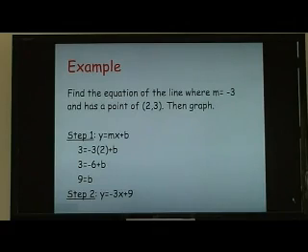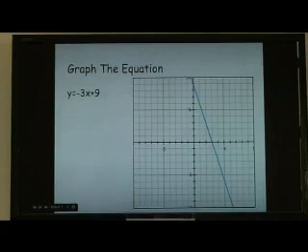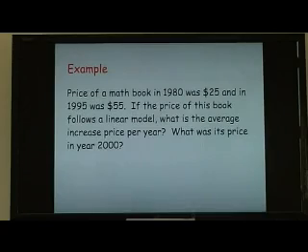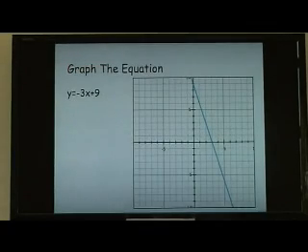Step 2, we have y equals negative 3x plus 9. And that is how this graphs out. It's a negative slope with the intercept up at the 9, going downwards.